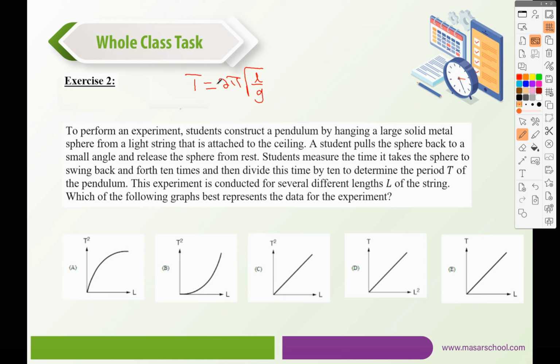We know that if we're plotting T², now T versus L or L² wouldn't give us a straight line. That would directly eliminate D and E. Now even L² doesn't work because that would be the period to the power 4. Then T² in this case would be 4π²/g multiplied by L, and the correct one would be T² versus L. Not only this, but the best fit line would be a straight line. Then C is the correct answer.